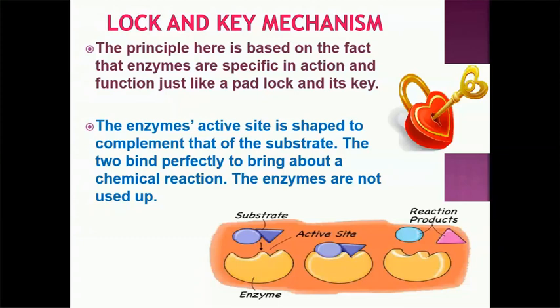If you want to open a padlock and you don't have the right key, it cannot be opened. So they must complement one another. The shape of the key must complement the shape of the padlock so that by the time you turn, it opens easily. That is how this mechanism works. Now, the enzyme's active site is shaped to complement that of the substrate. We have mentioned that earlier. So the two bind perfectly to bring about a chemical reaction.